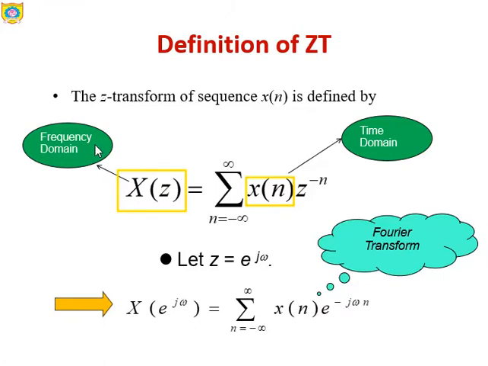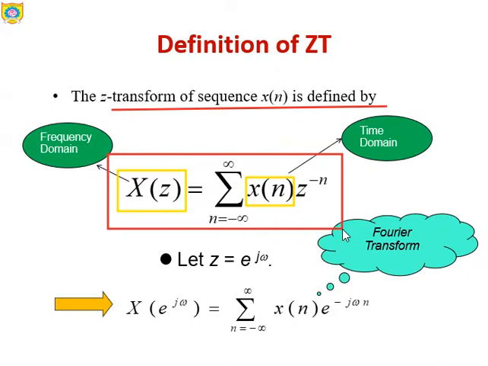So for this, let's see what this particular definition tells. The Z transform of the sequence x of n is defined by the simple definition: X of z is equal to summation n is equal to minus infinity to plus infinity x of n into z raised to minus n.